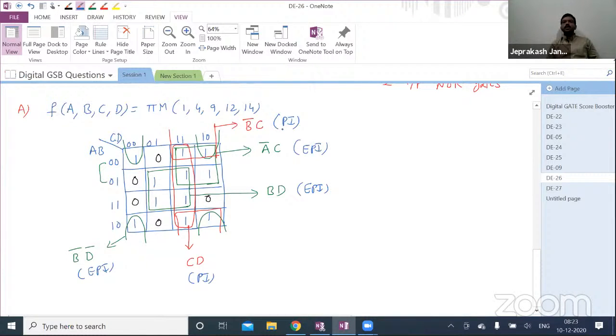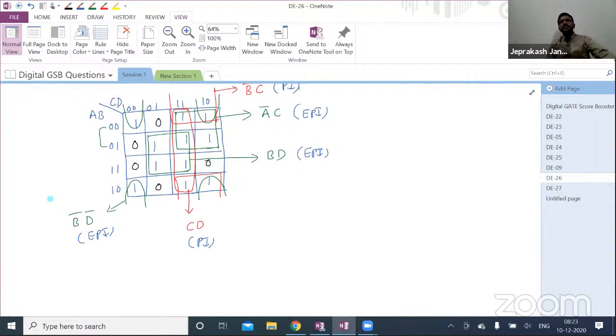So in all the minimized functions, you will have essential prime implicants mandatory. After that, other prime implicants, if we want, we will consider. Otherwise, we will ignore. So first, write the essential prime implicants. That is BD plus B bar D bar plus A bar C. These are the essential prime implicants. Whether we have to consider this CD or B bar C is based on the context.